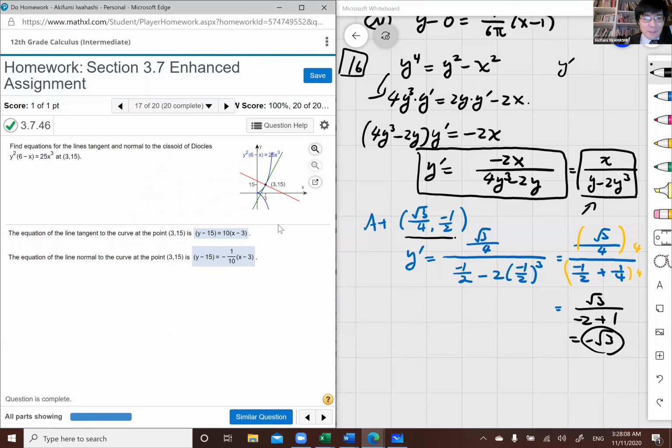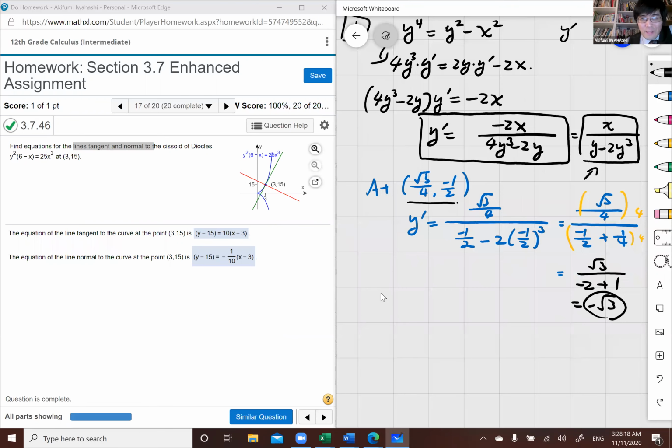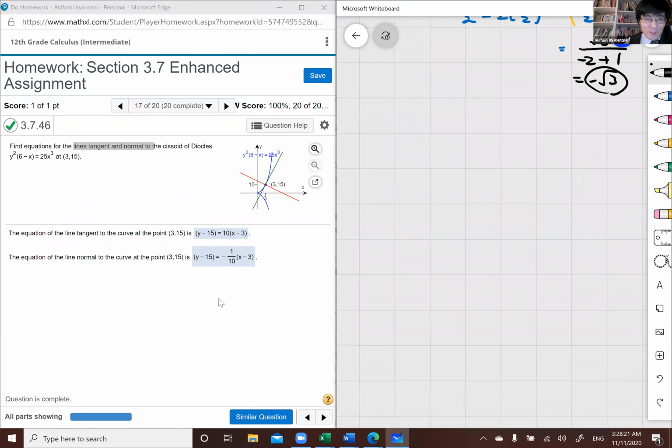Okay, number 17. Now you have a different curve, and you need to find the equation of the tangent and normal at (3, 15). So again, it's the same question. Basically the same thing: differentiate, plug in 3 and 15 to find y dash, and you find the equation of the tangent line. So let's do it. So y squared times (6 minus x) is equal to 25x cubed. Now let's differentiate.